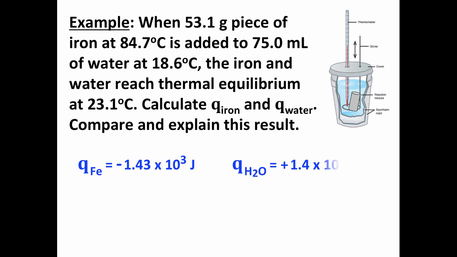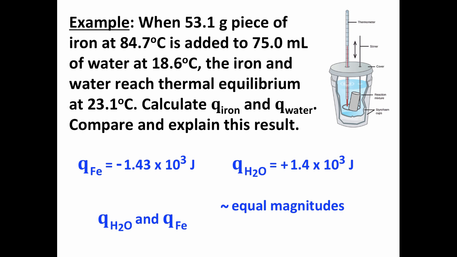All right, so there are our two results. Negative 1.4 times 10 to the third joules for the Q iron, positive 1.4 times 10 to the third joules for the Q water. And to the number of significant figures we have, these are essentially the same number. And so the heat for the water and the heat for the iron are approximately the same in magnitude or size, and they have opposite signs.